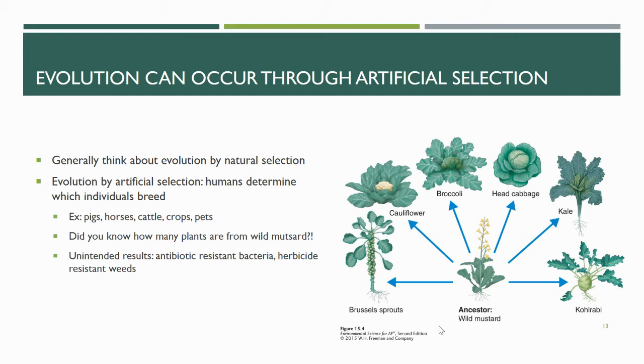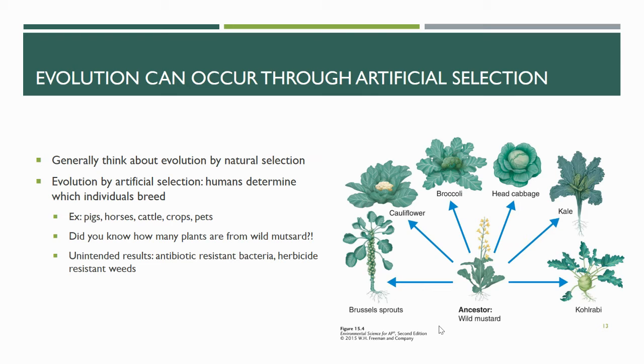Evolution can occur through artificial selection. We generally talk about evolution by natural selection, but with artificial selection, humans determine which individuals breed, which we have done forever with pigs, horses, cattle, crops, and pets because we want what we want. Also, did you know how many plants are from wild mustard? Years and years of artificial selection gave us kale, the superest food of them all.